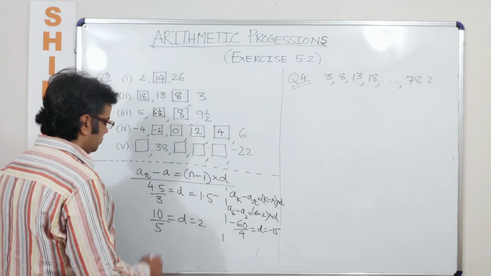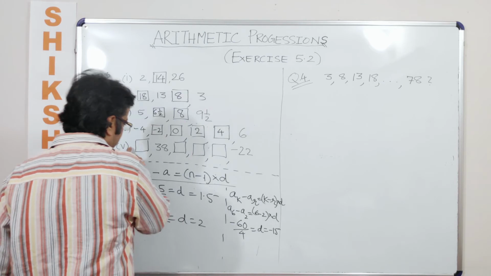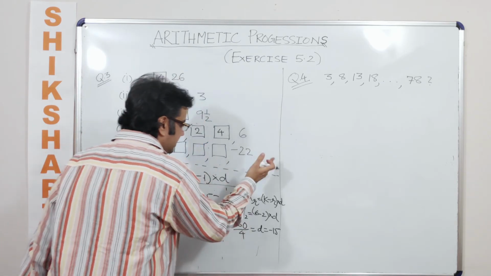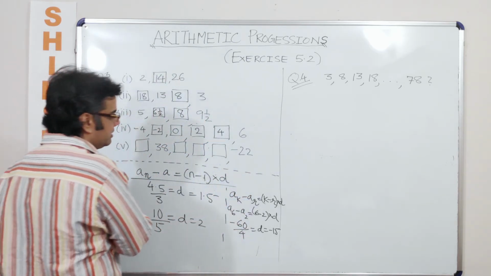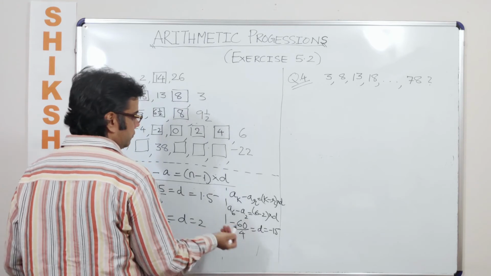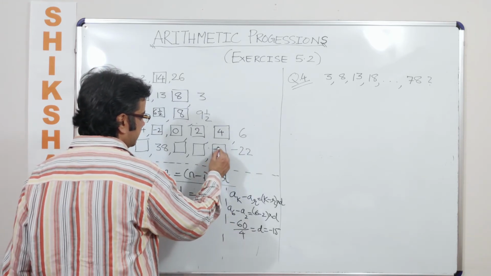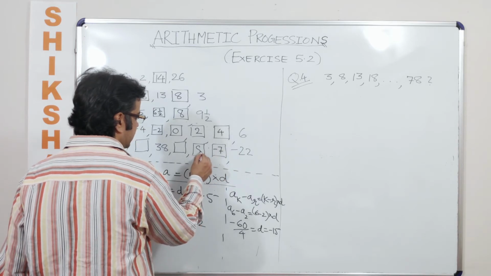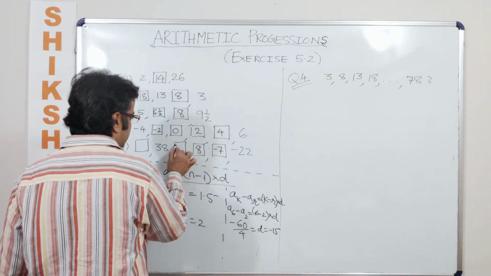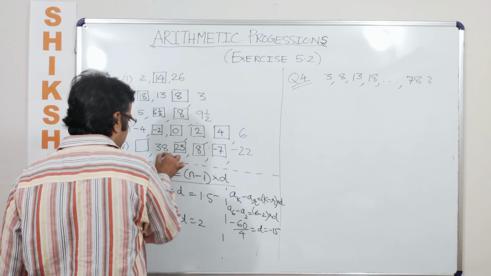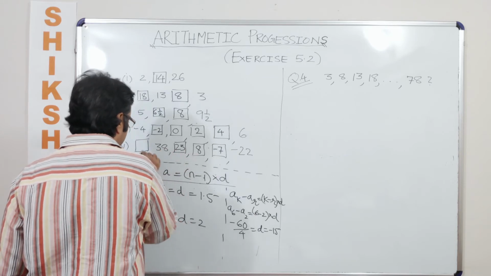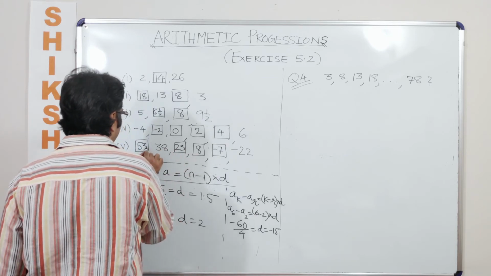So there are two ways now. If I start from here, the common difference would be minus 15. If I start from the other side, the common difference would be plus 15. Whichever way you want to do it. So if I add 15 to this, I get how much? Minus 7. I add 15 to this, I get plus 8. Add 15 to this, I get 23. Add 15 to this, you get 38. Add another 15 to this, you get 53.